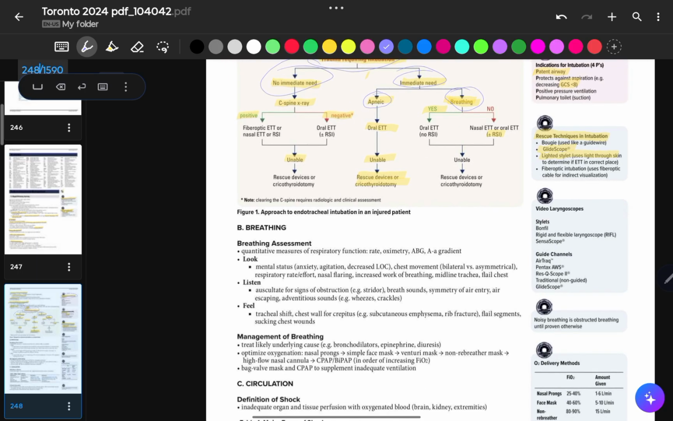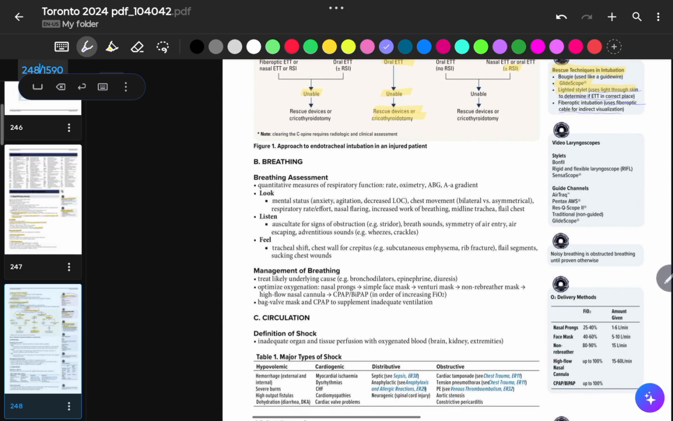So what are the rescue techniques that you can actually use to have a successful intubation? The techniques that can help you to successfully intubate are your bougie. Basically it's used like a guide wire. You insert it inside the tube, and then it helps you to easily insert it through the larynx. Then you can also use a slide scope. You can also use a lighted stylet. What happens is that it uses the light through the skin to determine if the ETT is correctly placed. So that's the lighted stylet. You can also use a fiber optic intubation. It uses a fiber optic cable for indirect visualization.